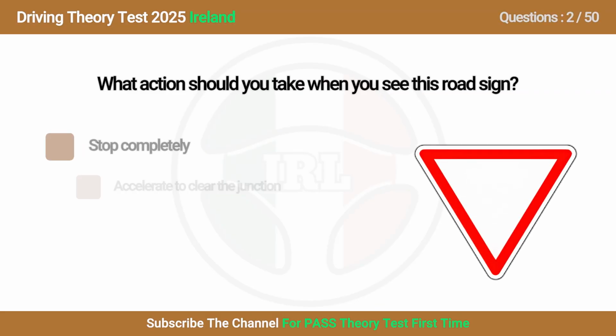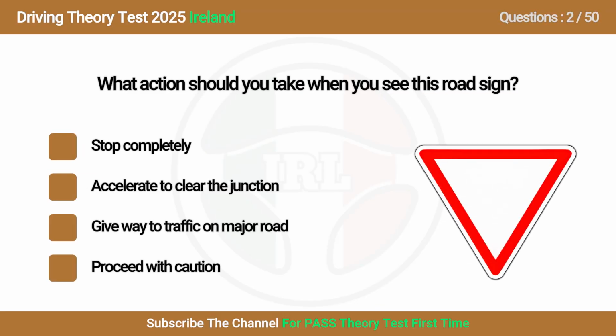Question 2. What action should you take when you see this road sign? A. Stop completely. B. Accelerate to clear the junction. C. Give way to traffic on major road. D. Proceed with caution.